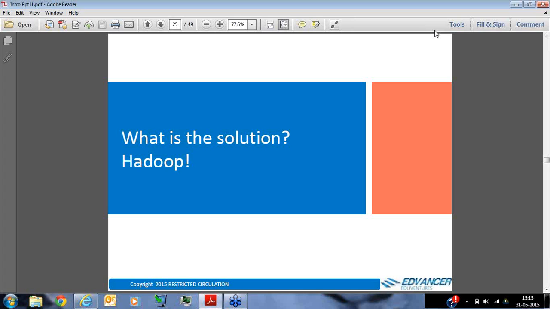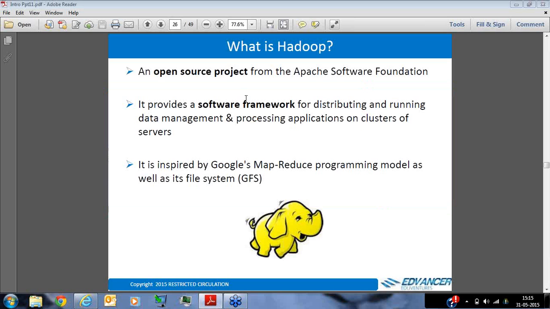So the solution that we were talking about is Hadoop. Hadoop is something which companies who are working with large amounts of data came up with, and these companies originally were Google and Yahoo. Hadoop is actually an open source project from the Apache Software Foundation. What exactly is Hadoop? Hadoop is a software framework.